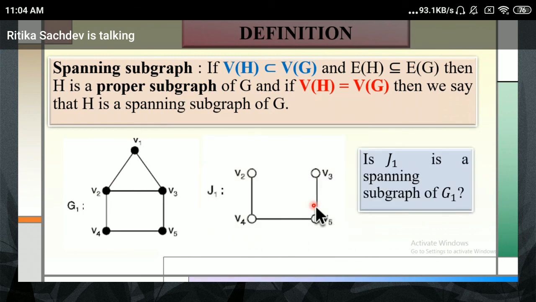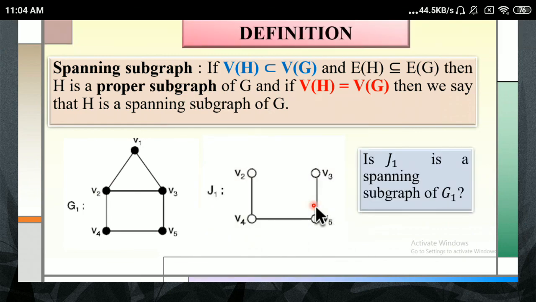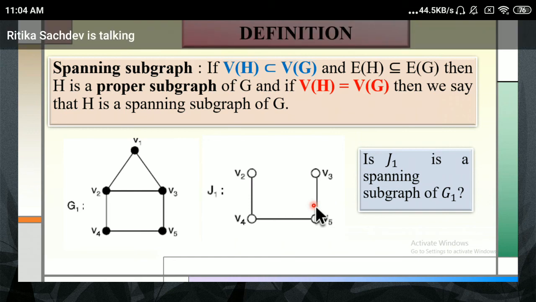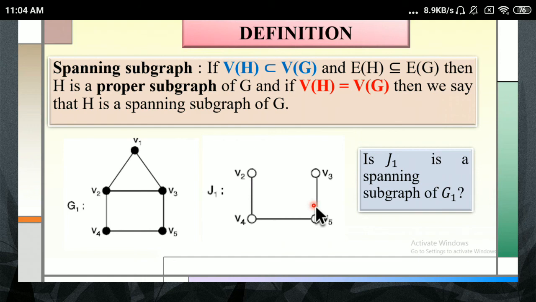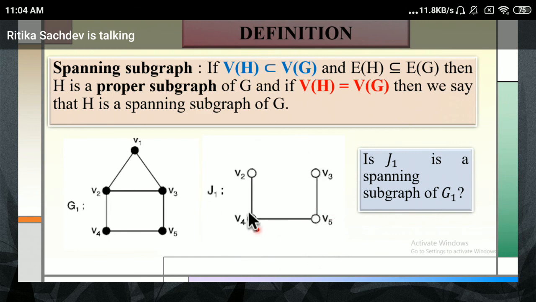How about this? Is J1 a spanning subgraph of G1? No, because V1 is missing from there. It is a subgraph. Definitely, it is a subgraph of G1, but it is not a spanning subgraph of G1. Then what is it? It is a proper subgraph. So this is a proper subgraph of your G1. So this is not a spanning subgraph.